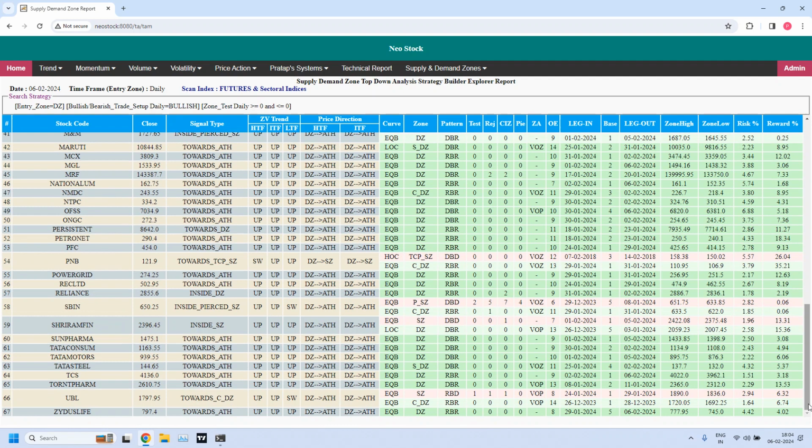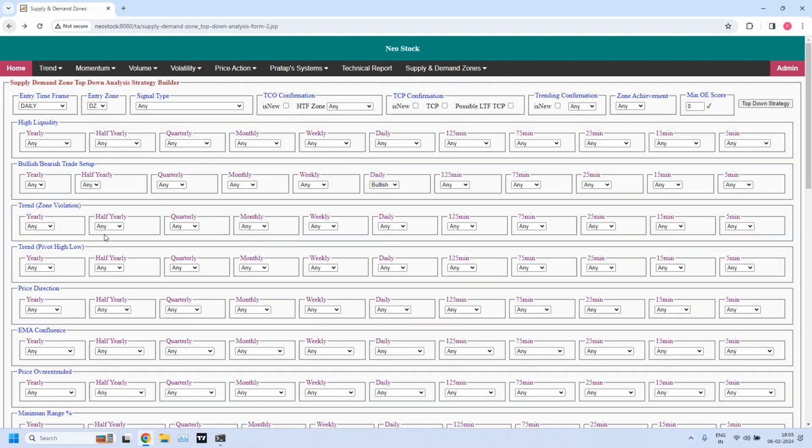Maybe some stocks might be having a rejection count. They might have been tested. But rejections always help us in identifying the real order flow in that zone. Because 67 is a very big number, we cannot analyze all these stocks. That is the reason why let us try to further filter this list. So for that, let me go back.